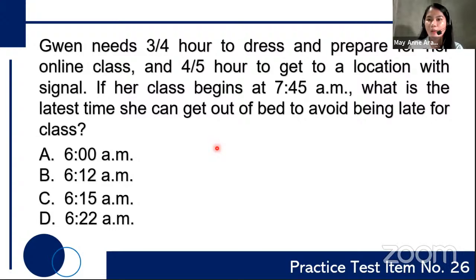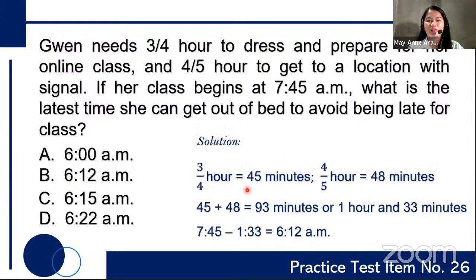So you have here 3/4 hour. The first thing you need to do is convert this 3/4 hour to minutes. Wait. Okay, come up, please. Okay, so 3/4 hour, but 1 hour, how many minutes are there? So 60. So that is 45 minutes, and for 4/5 hour we have 48 minutes. So just add 45 plus 48 is 93 minutes. So ito yung time niya to prepare. So 1 hour and 33 minutes. Subtract lang natin from 7:45. 7 minus 1 is 6. 45 minus 33 is 12. So the answer here is 6:12 a.m. So this is the latest time Gwen can get out of bed to avoid being late. 6:12 a.m.